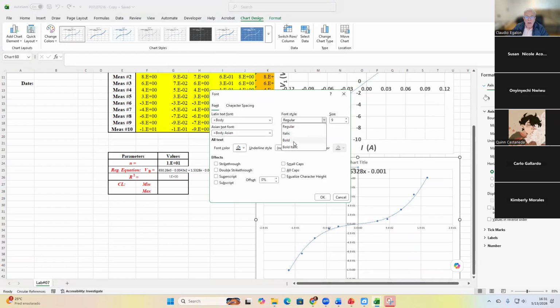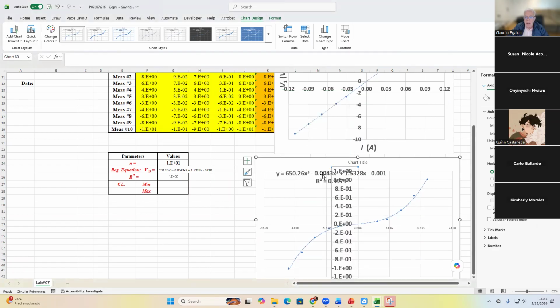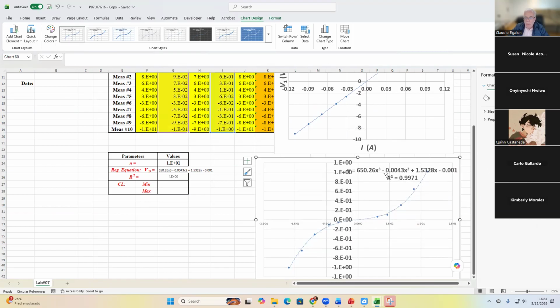And we want to change the font, not just the size, but the style as well. Font size is going to be 20, boldface. And that's how it should look. Let me move my regression equation elsewhere. Yeah, I cannot move it anywhere else. Yeah, that's the best I can do.